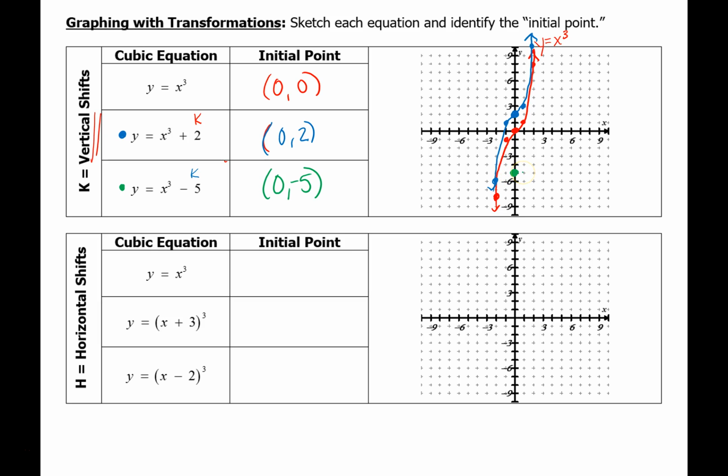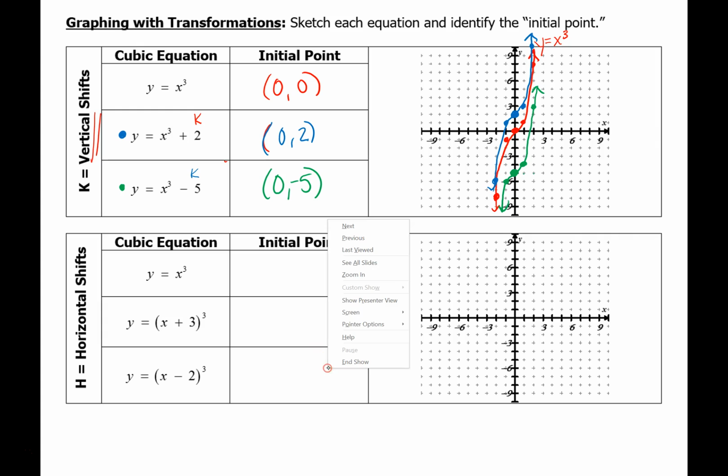When we go over 1 unit, 1 cubed is 1, so we're going up 1. Go back to the initial point. When we go over 2 units, 2 cubed is 8, so we're going up 1, 2, 3, 4, 5, 6, 7, 8. We are going to follow the same sort of pattern down the other side, which moves our graph in green like that. So again, notice from the red, the blue, and the green, the graphs both moved up or down depending on which kind of shift the k value is having.